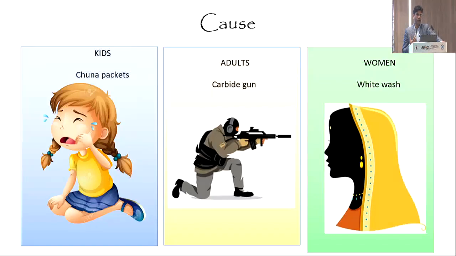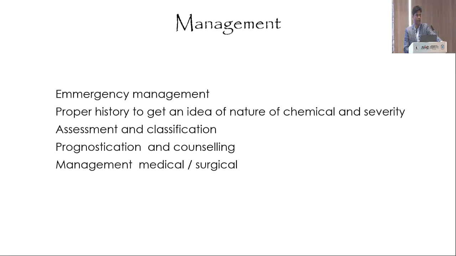So mostly we come across three distinct etiological groups. Kids are most commonly affected by tuna packets in our area, and young adults are most commonly affected by acute lime injury while using a carbide gun to scare animals and protect their crops. And the third, which is a little less common, is young ladies who come because of accidental exposure while whitewashing. So the management is very crucial.